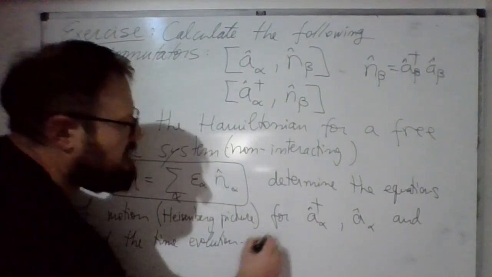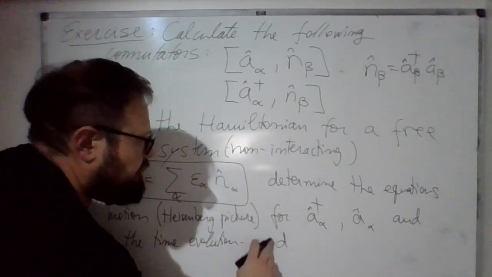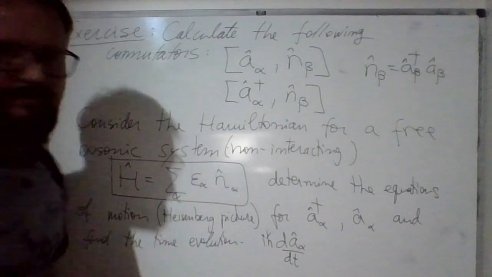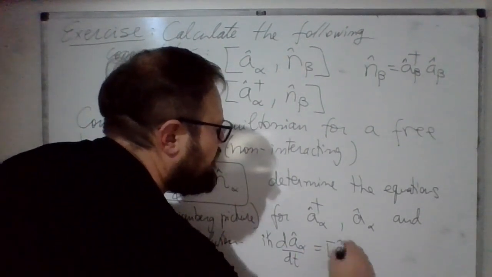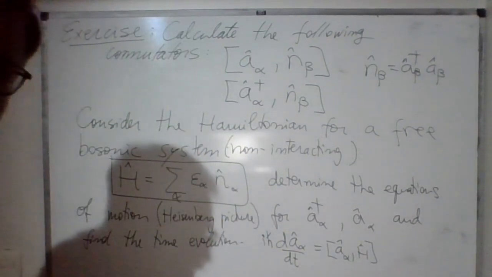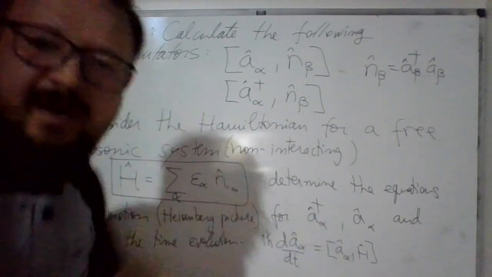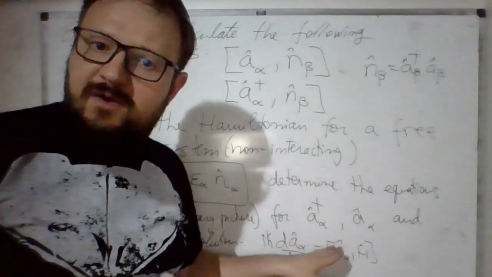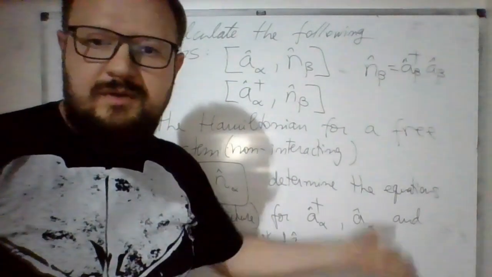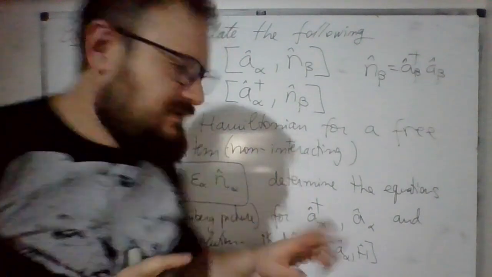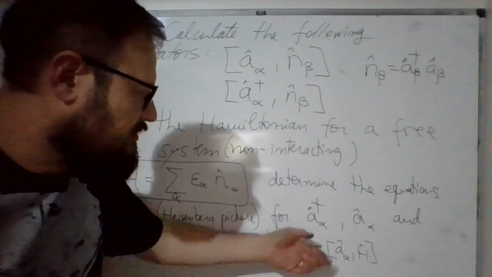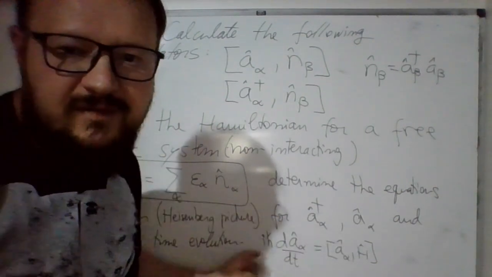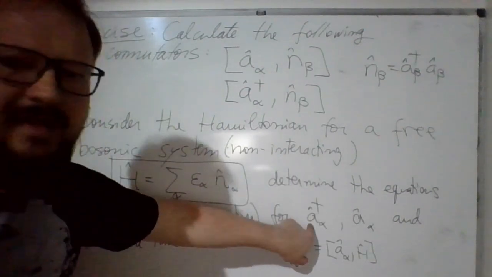So what you need to do, for instance, for the A alpha, is calculate this equation: i h bar times the time derivative of that operator is just the commutator of that operator with the Hamiltonian, because this is the Heisenberg equation of motion for that operator. Also for A dagger. And if you pay attention to what this operator is, you don't need to calculate a second commutator here, because you just need to take the transpose conjugate of the equation for the A alpha and you find the equation for the A dagger.